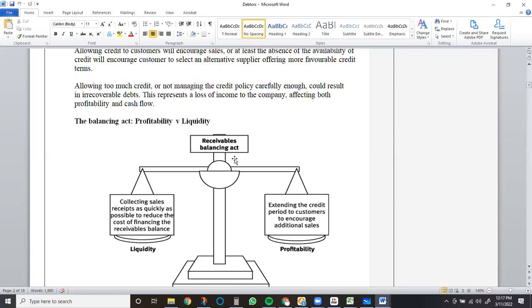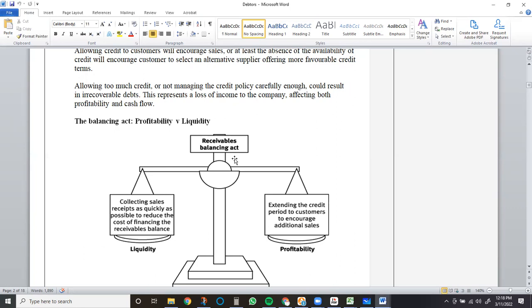So I showed you it on the diagram on the whiteboard in one way, and now you see it in another way, with liquidity meaning collecting receipts as quickly as possible. So the cash is coming in from the customers. But on the other hand, we have to extend credit period to customers to encourage additional sales. What that shows you then is, if you wish to have a proper balance, you don't just aim to have a proper balance, but you aim to manage the balance as well.